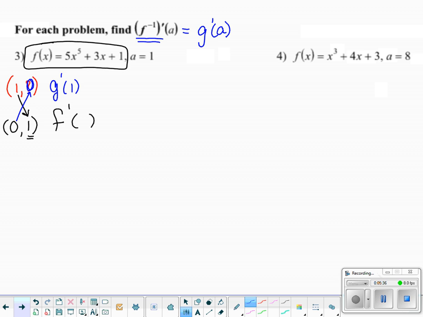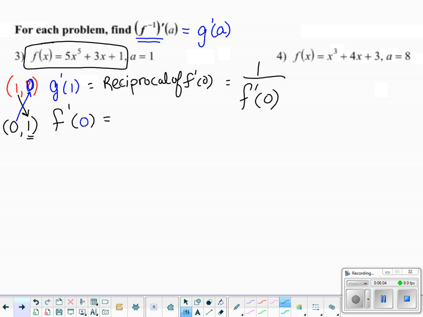Now, if I could find f prime at 0, then I just need to do the reciprocal, right? It's the reciprocal of f prime at 0. G prime of 1, its slope at 1, is the reciprocal of f prime at 0, which mathematically we like to write as 1 over f prime of 0. 1 over helps generate the reciprocal. Okay.